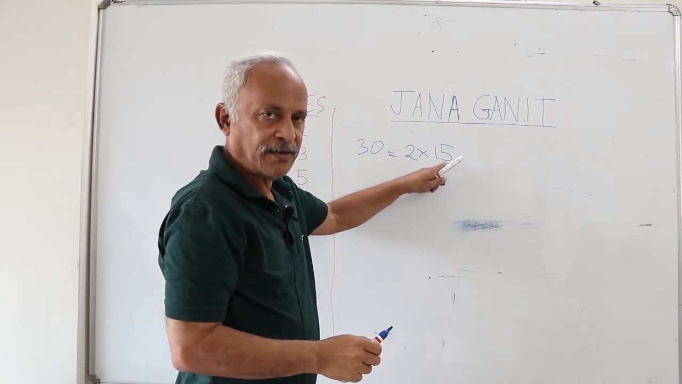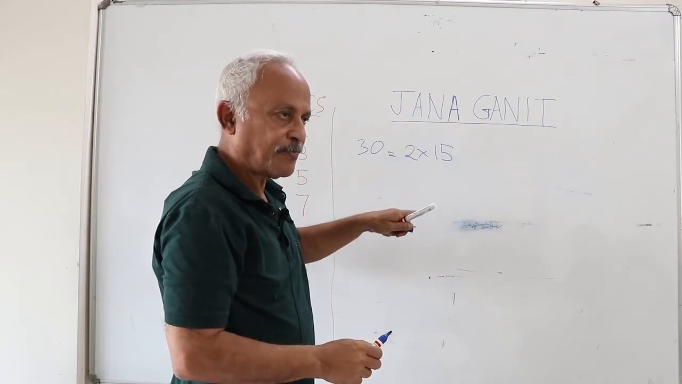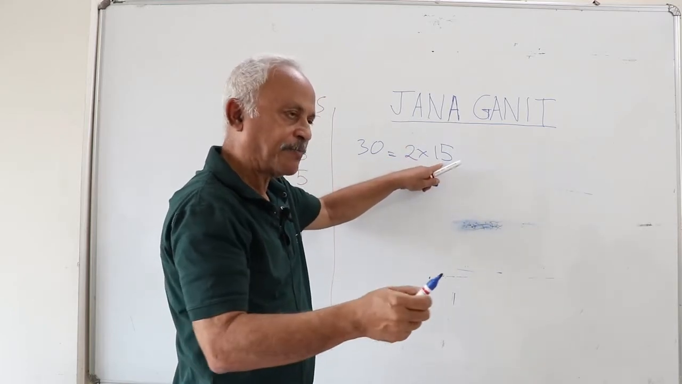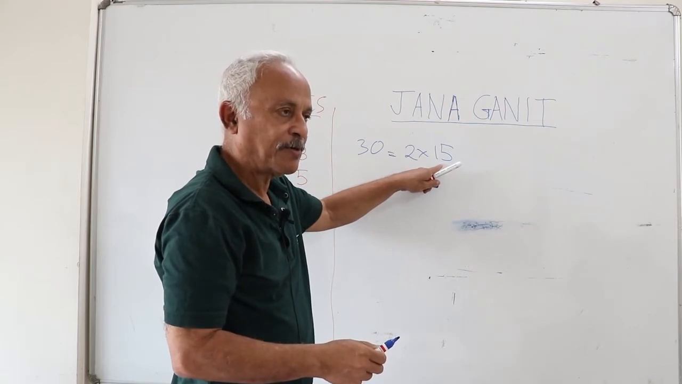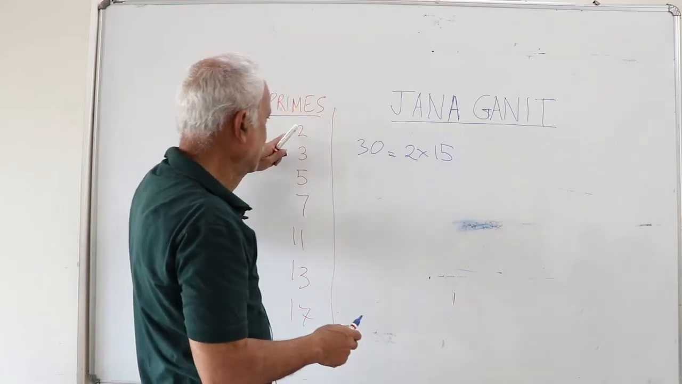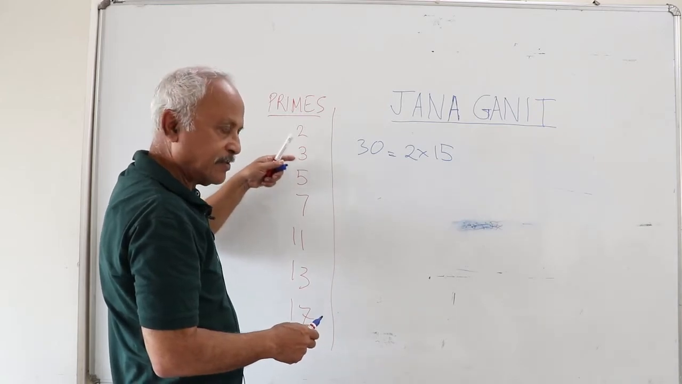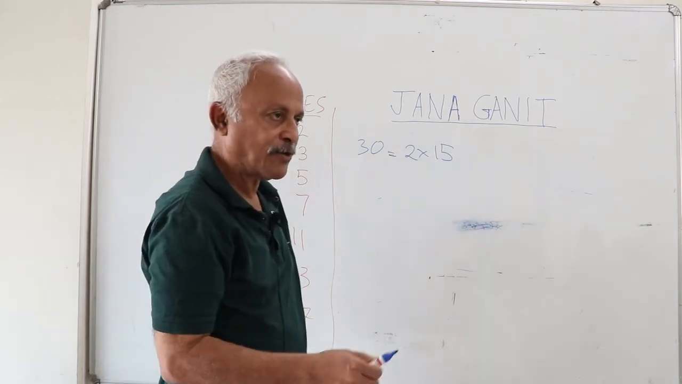Now I take 15. Can I divide 15 by 2? No. So I take the next prime number and divide 15 by it. I can't divide by 2 now, so I go to the next prime number. The next prime number is 3. So divide 15 by 3 on a calculator. What do you get? 5.